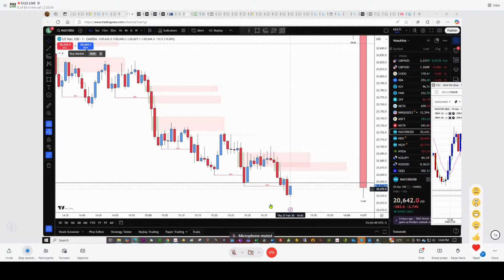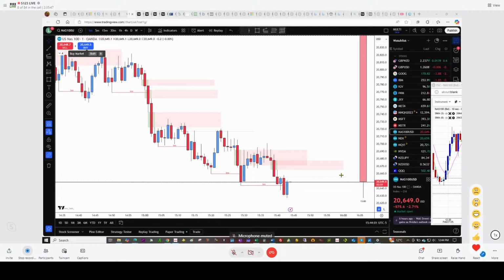So can we get a turnaround here on the NAS? I'd like to see them break this high and give us that move, right? So we could be getting close to a turnaround. So we know where all the liquidity is sitting right now, right? All the liquidity is sitting above these highs. So we could see price moving back up near the close here.